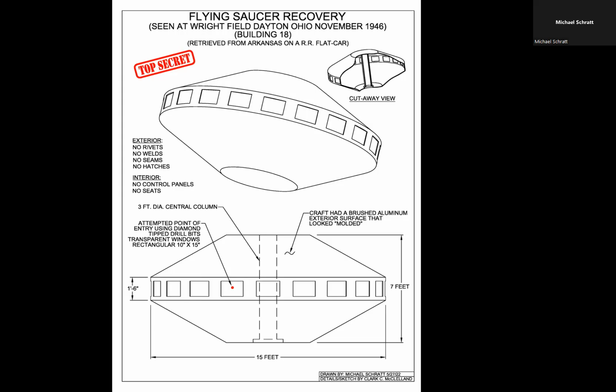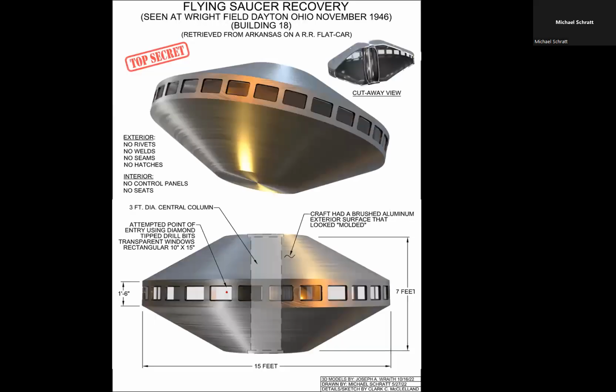They failed. So I've got at least 3 cases now of white lab coat technicians working desperately to breach the hull of these craft, at least 3 separate cases. So we can see some pattern recognition here. Now, this is the full color rendering by my good friend, Joseph Wraith. He gets credit for this, and he's done a fantastic job. Just a beautiful job here. Again, no rivets, no welds, no seams, no hatches, a polished exterior.